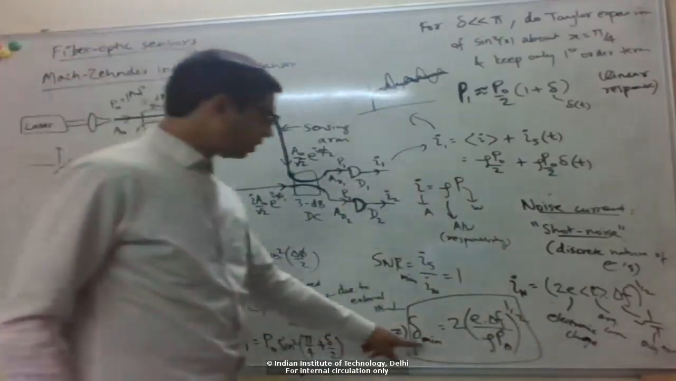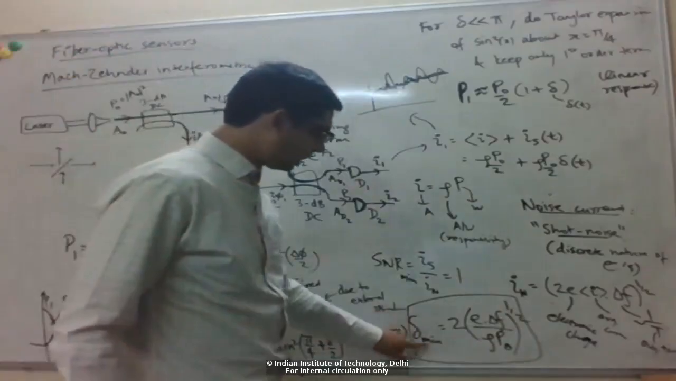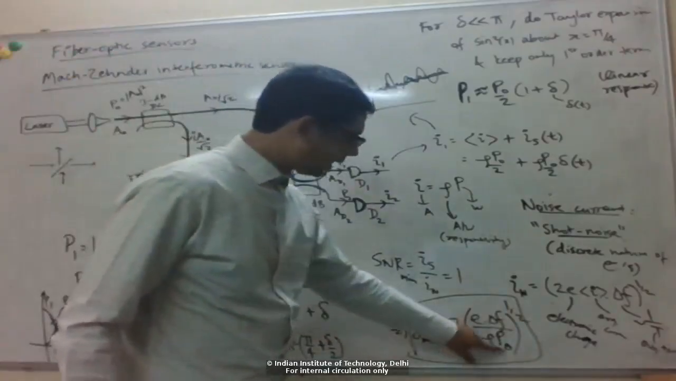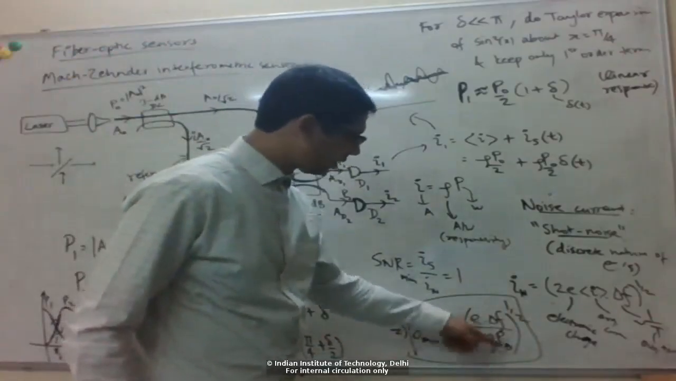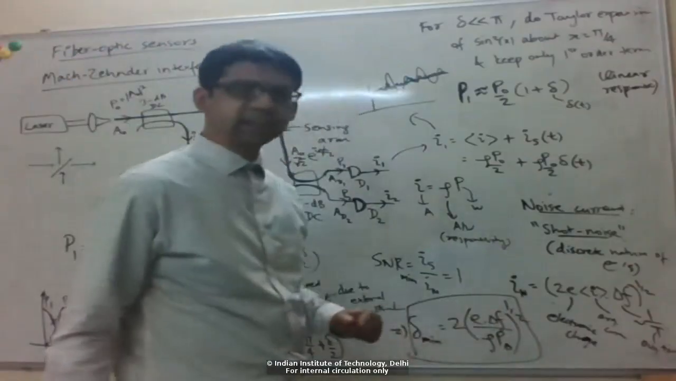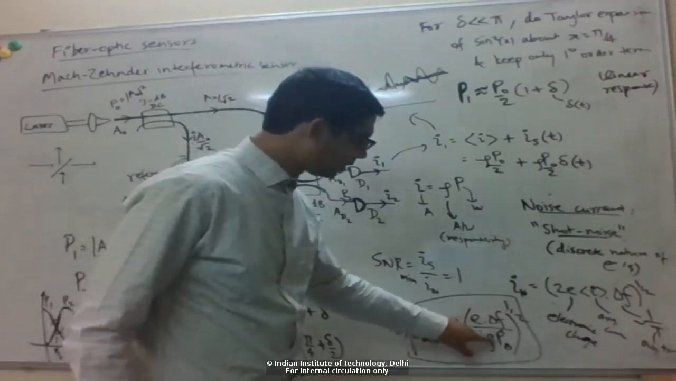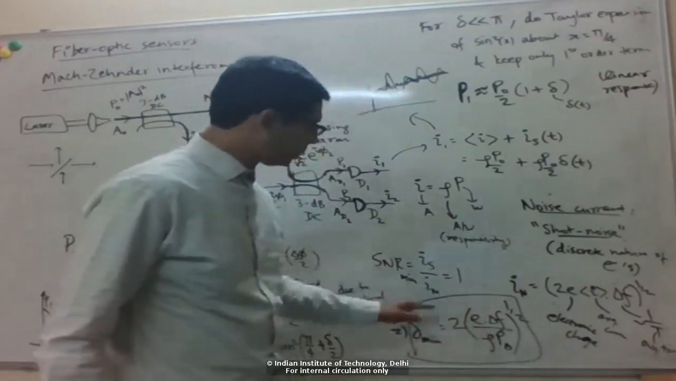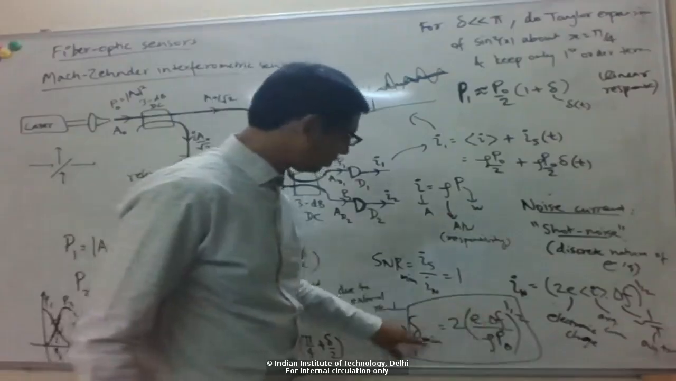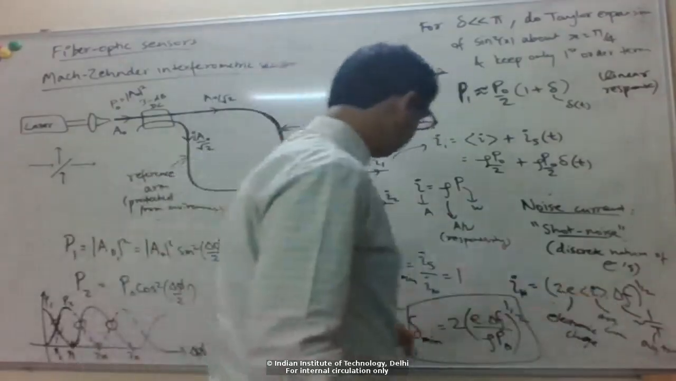If I want to detect small changes, I need more optical power, P0. If I increase P0, that increases my sensitivity. High responsivity of the detector helps, and also small delta f, so longer averaging time.